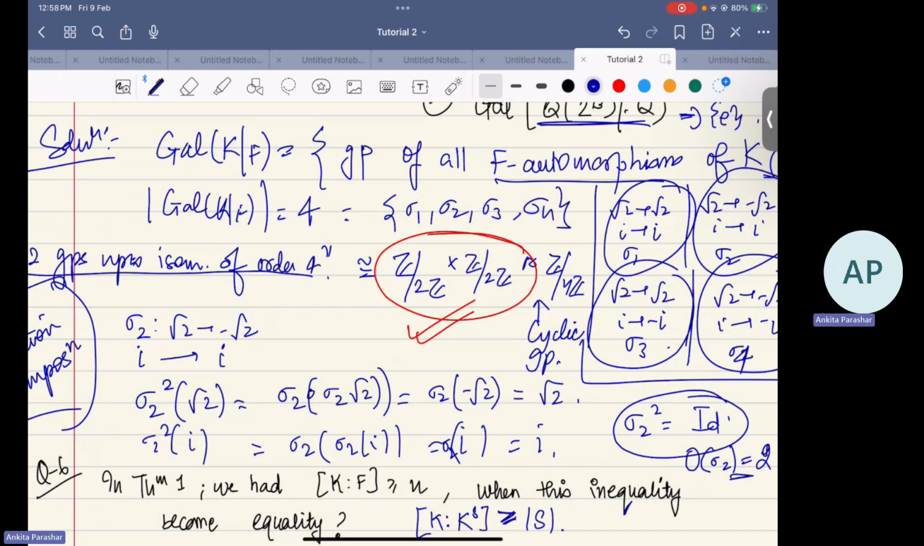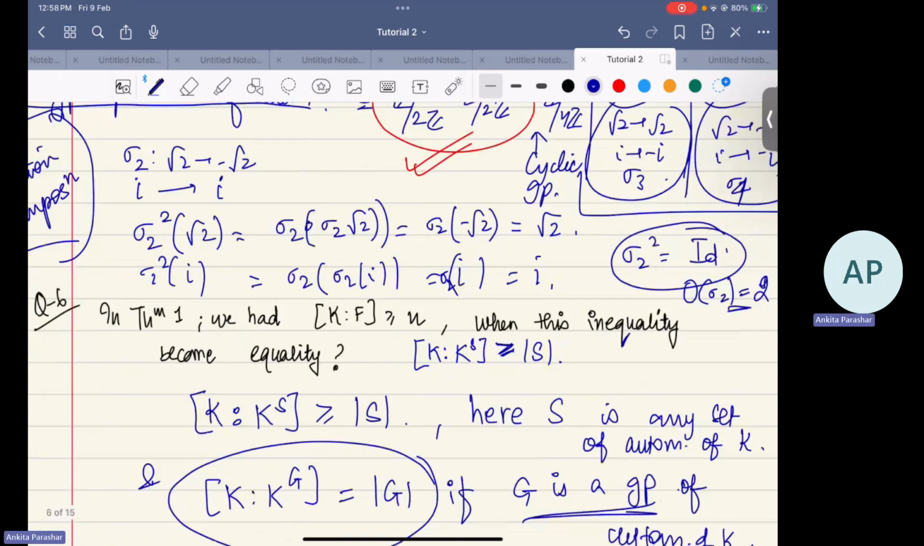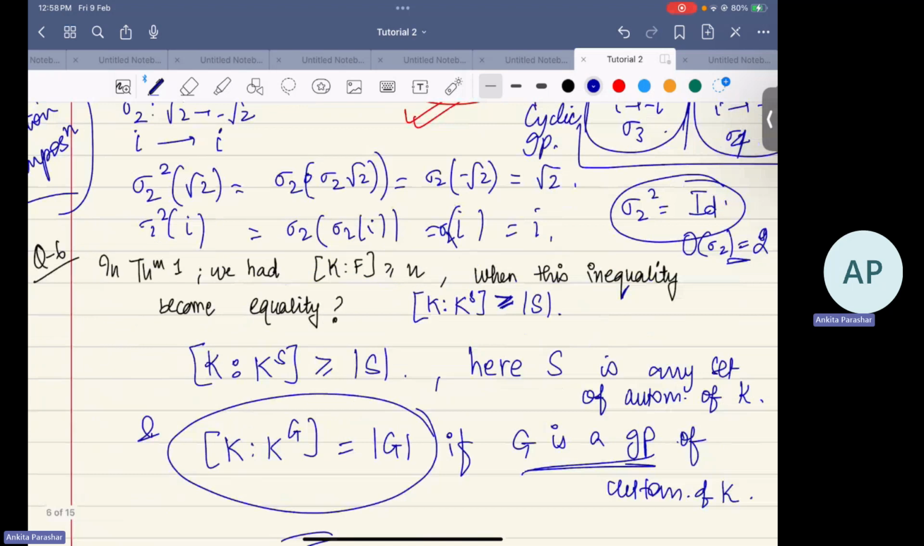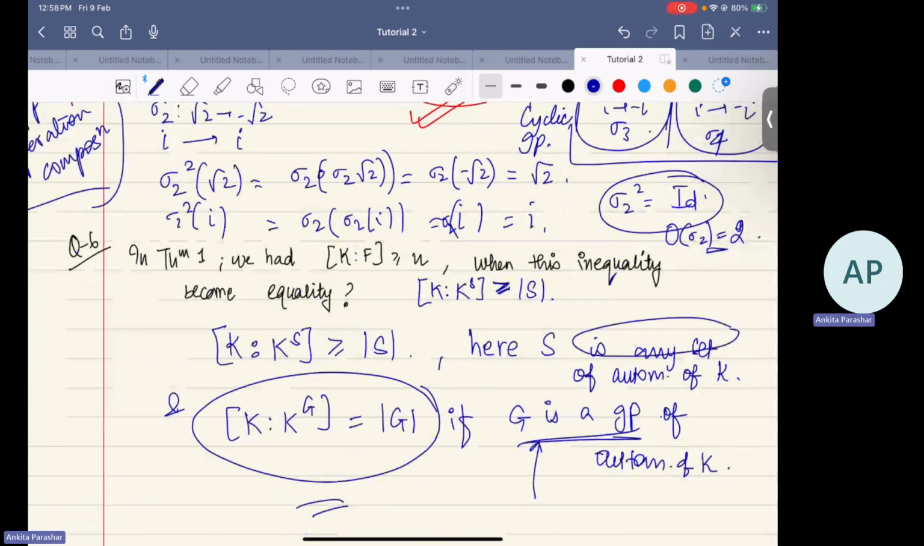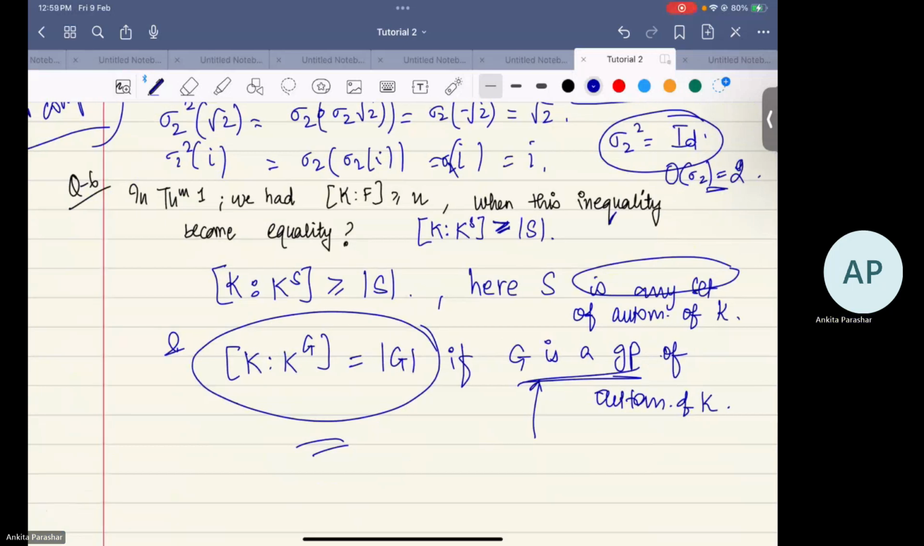You might have seen in your notes that this is only when your S is nothing but a group of automorphisms, not just a set of automorphisms, but actually a group. Whenever it is a group, the cardinality of your K over the fixed field is always the order of the group. So you can also verify the statement through our examples. I think till question 6, everything is clear. We'll go to question 7.